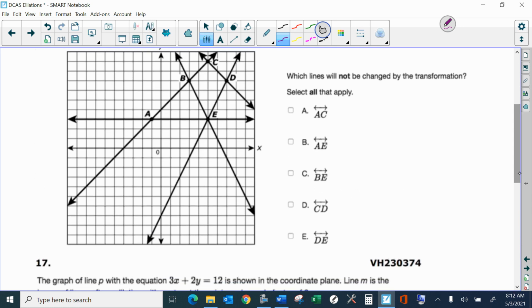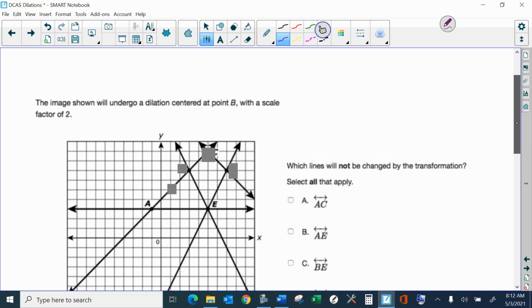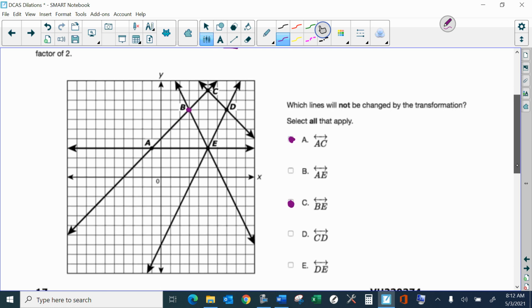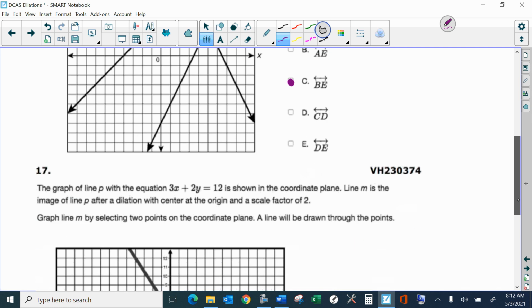Which lines will not be changed by the transformation? Select all that apply. So the ones that won't be changed is if the center of dilation is on the line itself. The image will go into dilation centered at point B. So every line that contains point B will not change. Remember, if the point is on the line, it does not change. So the line AC, yes, that is on it. AE is not on it. BE, yes, that's on it. CD, nope, that's not on it. And DE, nope, that's not on it. So just those two.